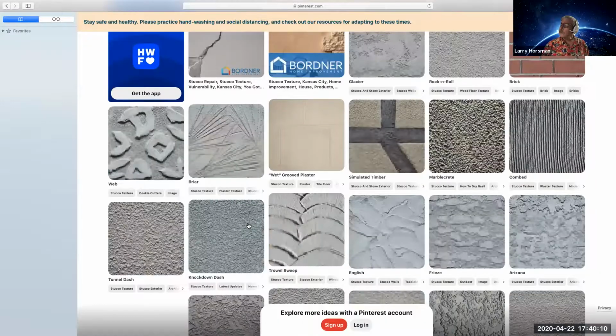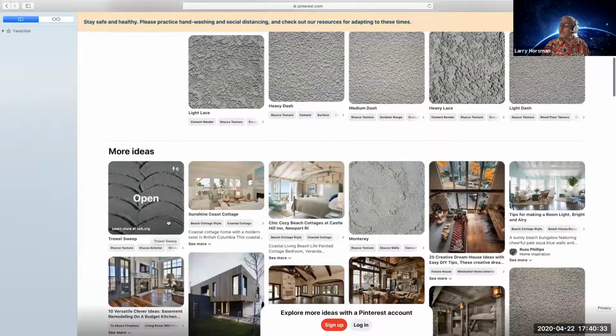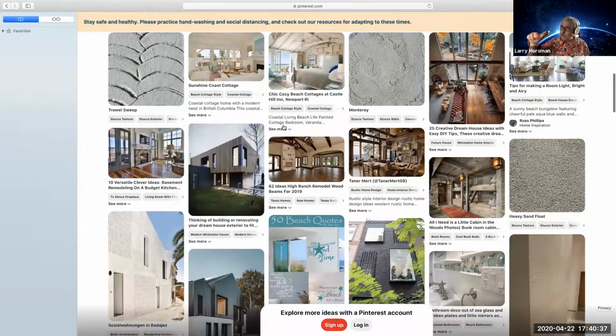So this trowel sweep that they're showing here, that's fairly popular around here. If you talk to different people, they might call this a skip trowel, this one that's called heavy lace. But you can see that there are differences. There's one right around the corner from me that has this kind of trowel sweep, but even on that, it can vary quite a bit. They also have another one where they do little furrows up and down.